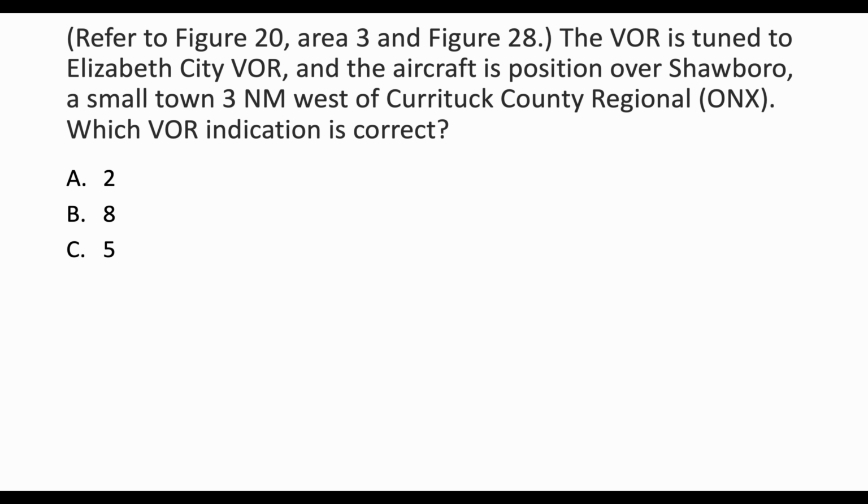This one says refer to figure 20, area 3, and figure 28. So you're going to use a couple of figures. One of those is going to be CDI indications, and one of them is going to be part of a chart. The VOR is tuned to the Elizabeth City VOR, and the aircraft is positioned over Shawboro, and that's a small town 3 nautical miles west of Currituck County. Which VOR indication is correct?